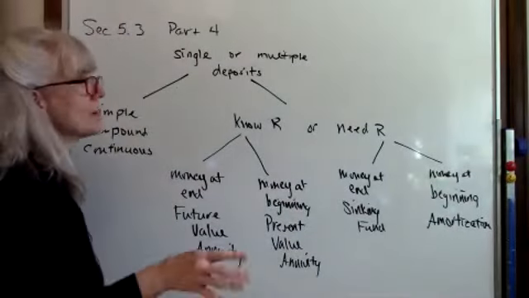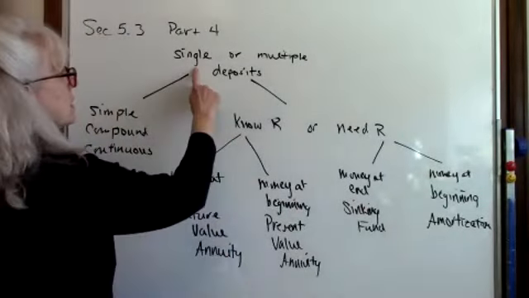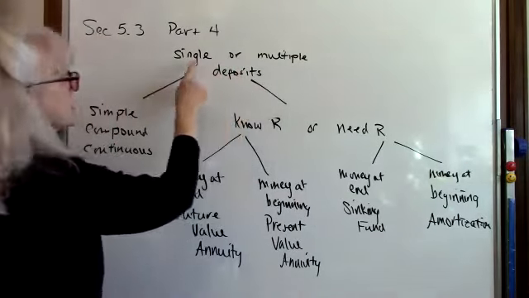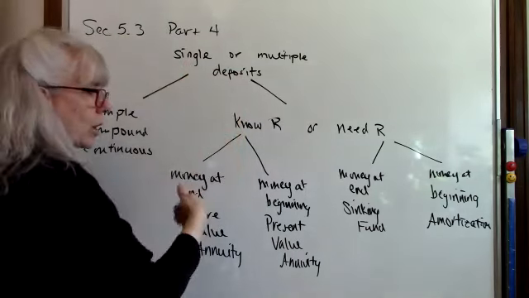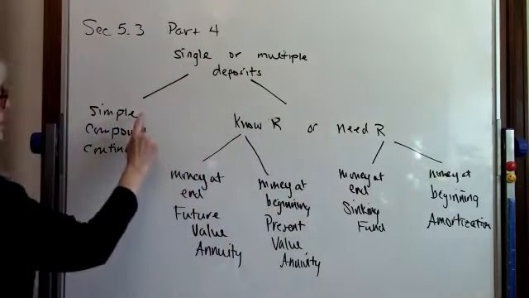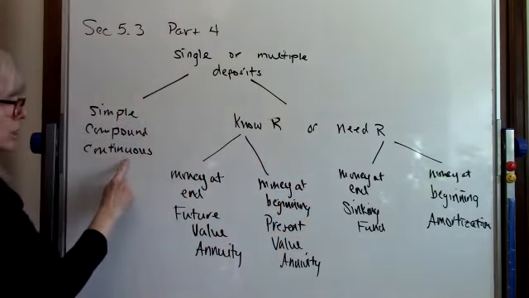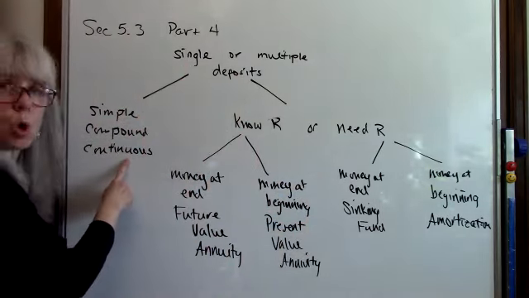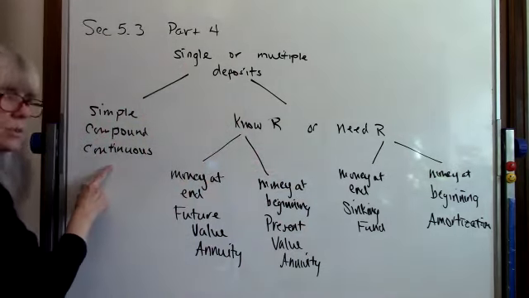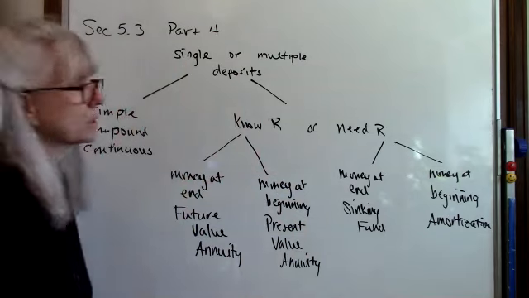So the first question you ask yourself is, are you making a single or multiple deposits or payments? If you're only making a single deposit at the beginning, and you need money at the end, it's either a simple interest, a compound interest, or a continuous interest problem. And it will tell you that word. It'll say simple interest or compounded so much or compounded continuously. That's when you use those top three formulas.